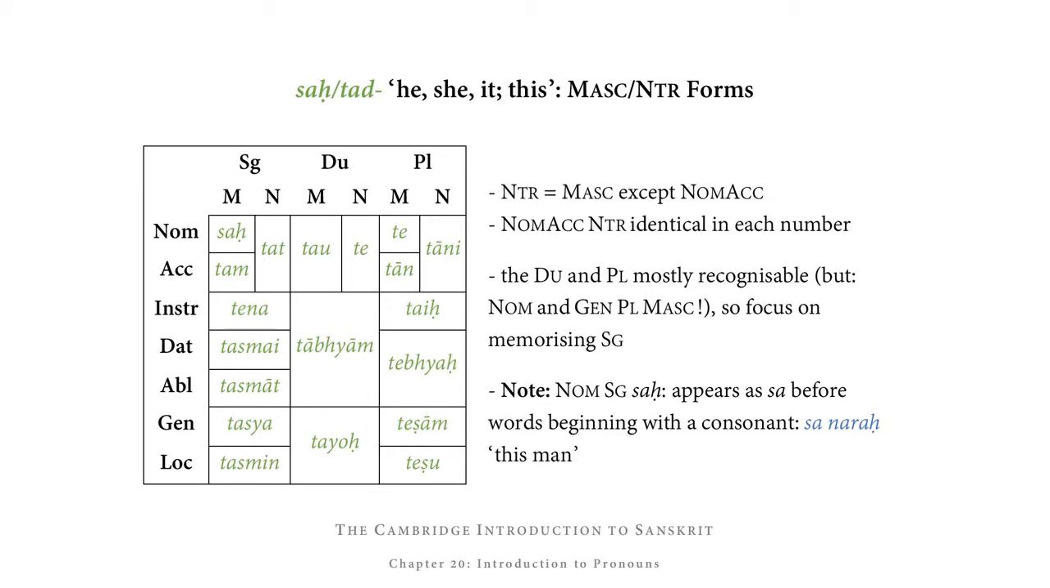In the plural, on the other hand, we have mostly forms that are familiar, that are just like the forms of nara, but there are two forms that are different. First of all, the forms that we do know: accusative tan, just like naran, instrumental taich, just like naraich, then dative ablative tebiach, just like narebiach, and locative teshu, just like nareshu.